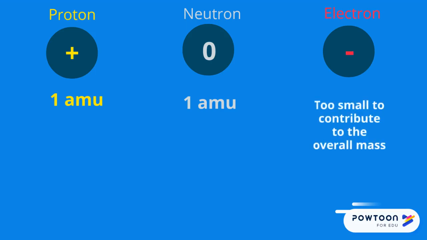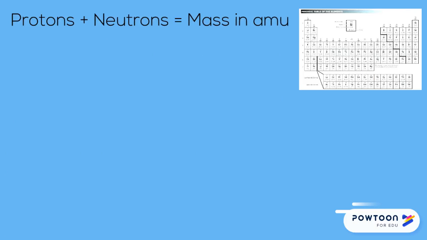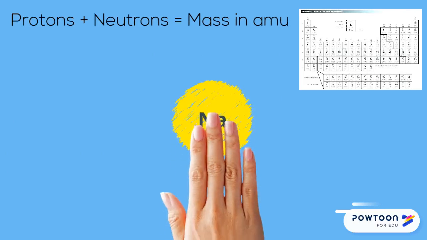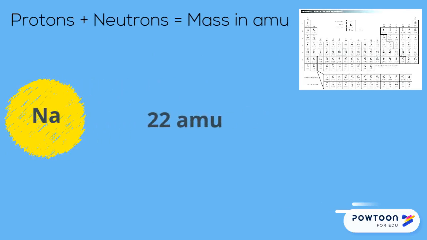It's like if you weighed yourself before and after you applied deodorant. The layer of deodorant does have mass, but it's negligible compared to the mass of your body. If you are given the mass of a neutral atom in AMU, you can determine the number of neutrons. For example, if I said a sodium atom has a mass of 22 AMU, you can use the atomic number to determine the number of protons.